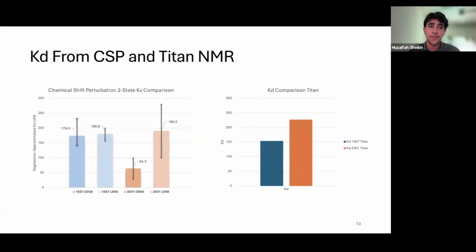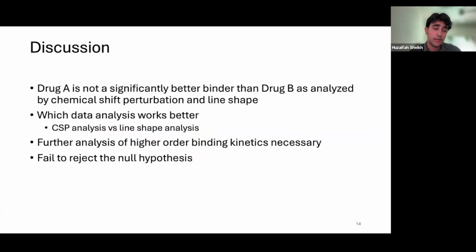or binding kinetics. And from KD in chemical shift perturbation and Titan NMR, we also found that there was not a significant difference between binding kinetics. As you can see here, the KD is shown. So from that, we realized that we might need to find more information about higher order binding kinetics. We weren't able to conclude; we failed to reject the null hypothesis in this case.